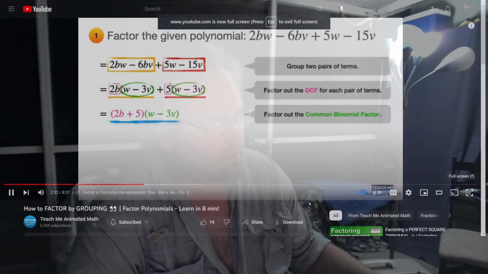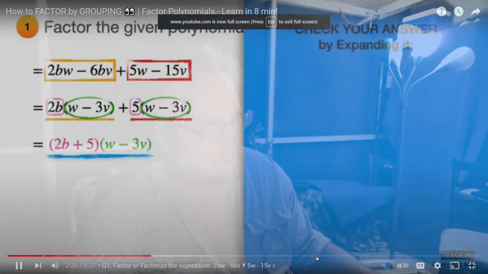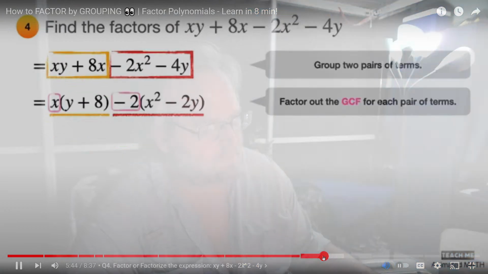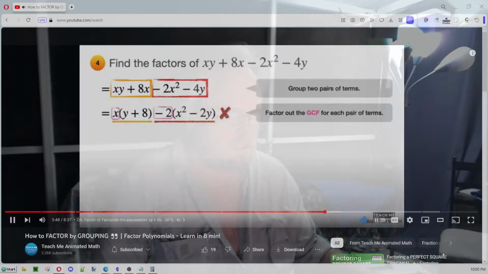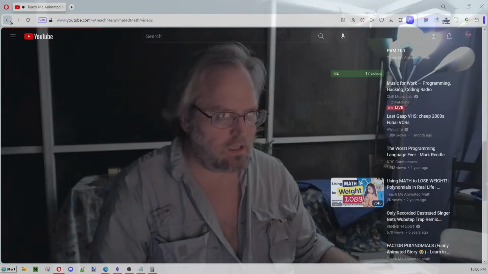Don't forget to check your answer. Factor out the greatest common factor from each pair of terms. There is no common binomial factor again. These GCFs are x and negative 2.